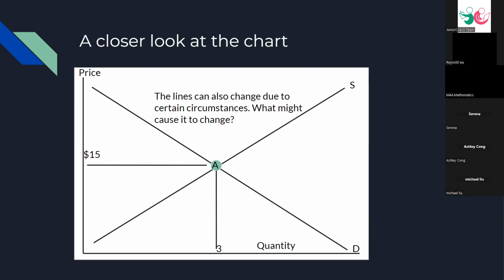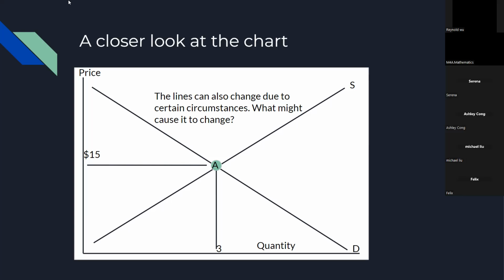What might change supply or demand? Let's have Michael. Michael, what do you think might change supply or demand? For supply, like if you didn't have a producer, it changes your supply. That's good. A lack or excess of producers. So Felix, can you give me an example of what might change people's demand? What was the question again? What might change people's demand? If there's like better versions of the product? Yep, substitutes and complements. We'll also get into that later.